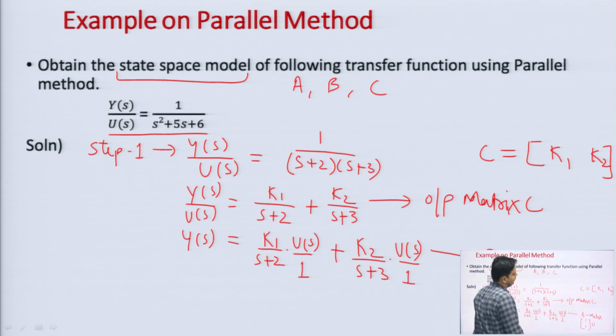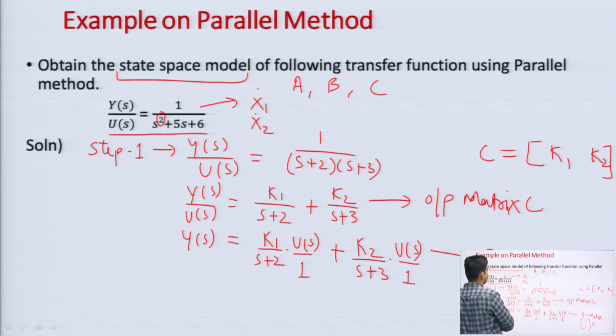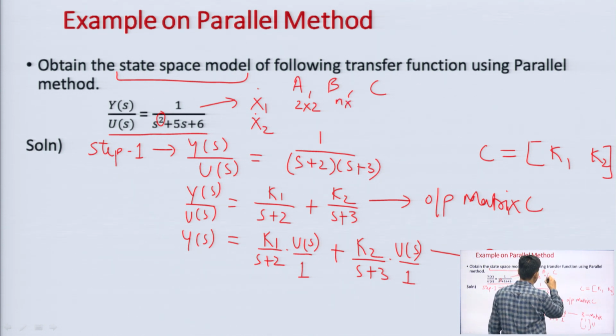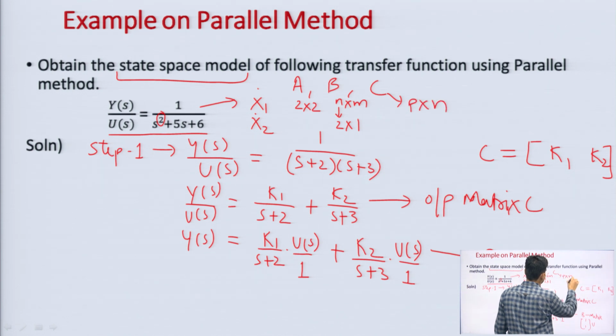The order and the number of state variables depend on the order of this equation. Here s square is present, which means we need to define 2 state variables, x 1 dot and x 2 dot. These are the derivatives of the state variables. Corresponding to that, the A matrix order would be 2 cross 2, that is n cross n. What would be the order of the B matrix? If you remember, it is n cross m, where m is the number of inputs. What would be the order of the C matrix? It is p cross n, where p is the number of outputs.